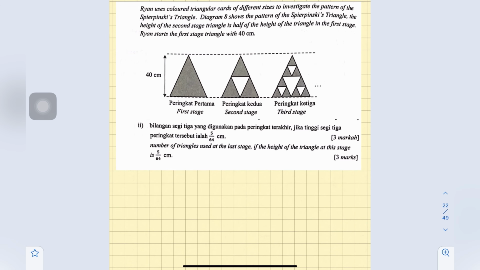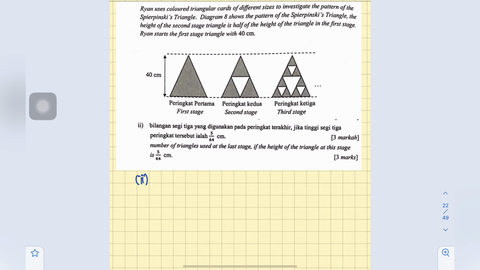Question 2, find the number of triangles used at the last stage if the height of the triangle at this stage is 5 over 64. Okay, this one, first of all, we need to find the number of terms, which term equals 5 over 64. Then, the second step, we need to find the number of triangles.